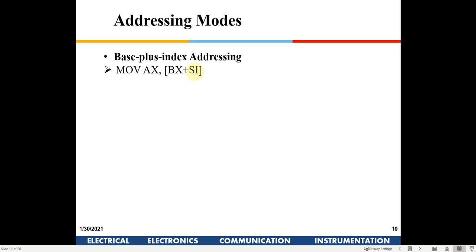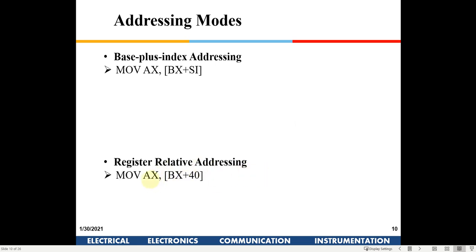Yeah, mostly the memory locations, because these memory locations are going to be RAM, so once you switch on the power supply all of them will be zero. Okay, so you understood this. So here the offset is BX plus SI. In this case it is known as base plus index register.